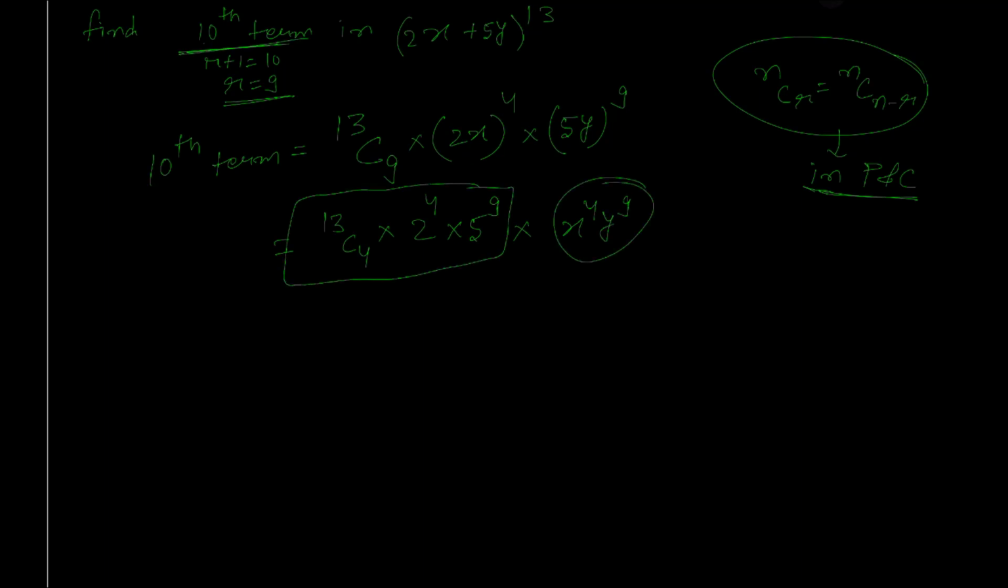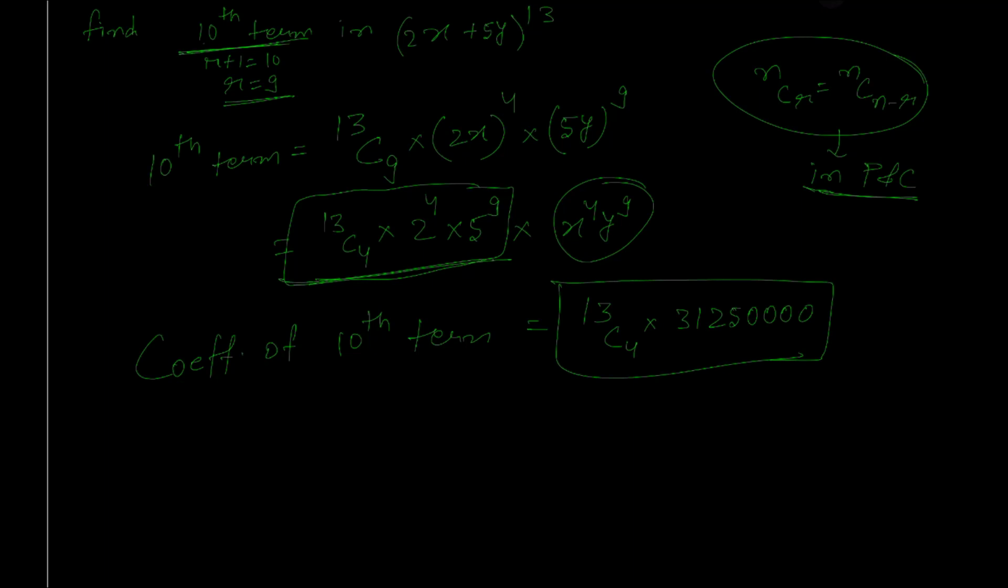So if the question is the coefficient of the 10th term in this expansion, then the answer would be this value, whatever you get: 13C4 into 2 to the power 4, let me check, yeah, 5 to the power 9 is 31250000. I'm just writing it. This is the answer. If you can simplify, great.